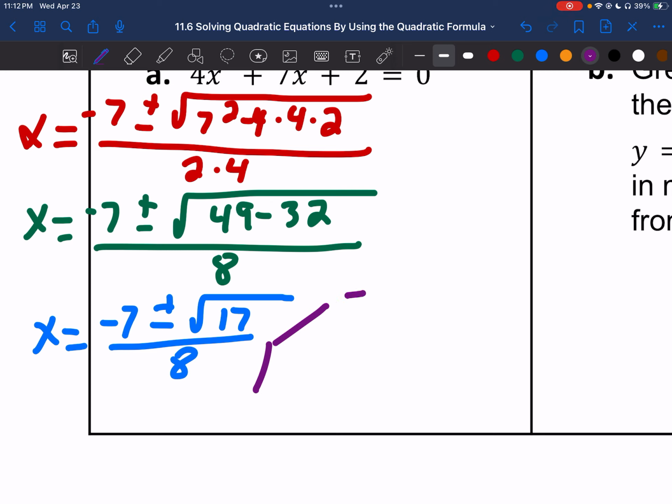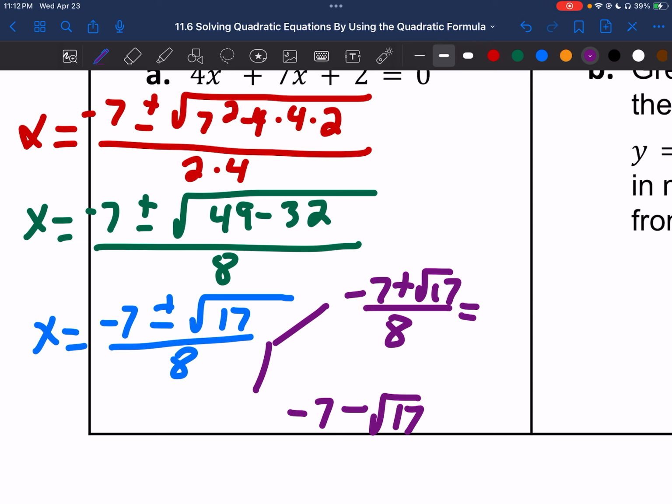So we're going to do negative 7 plus the square root of 17 over 8. We're going to do negative 7 minus the square root of 17 over 8. When you do the addition one, you get negative 0.36 rounded. When you do the subtraction one, you get negative 1.39 rounded. So make sure when you're typing this in, you type in the numerator, negative 7 plus the square root of 17, and hit enter. Then divide that value by 8, and then round. I want to save our rounding to be at the very last possible step.